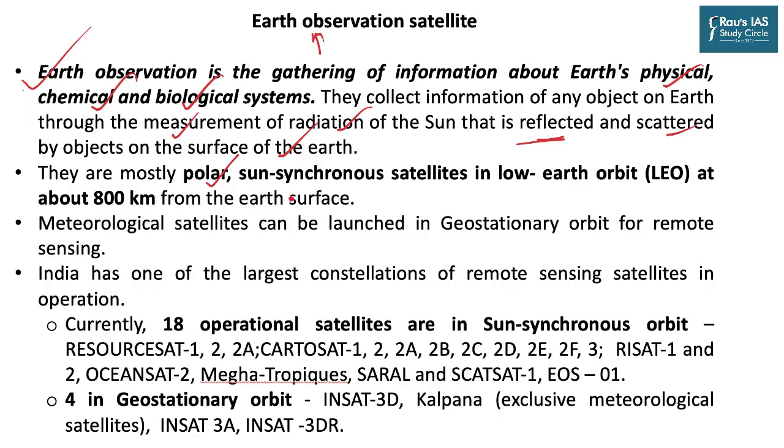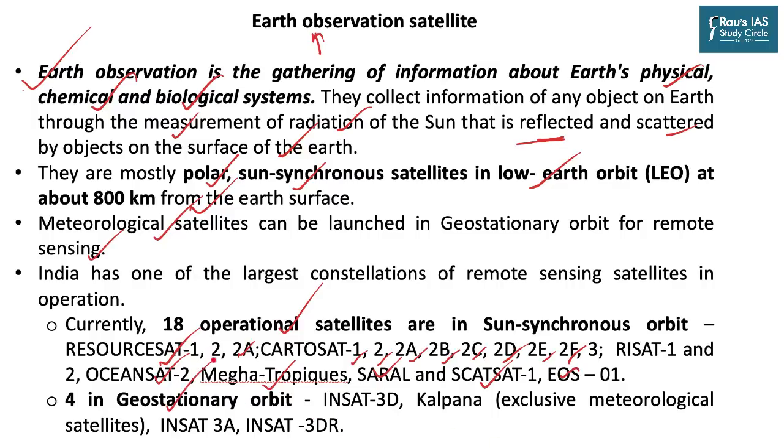They are mostly polar, sun-synchronous satellites in low Earth orbit at about 800 km from the surface of the Earth. Meteorological satellites can be launched in geostationary orbit for remote sensing. Now, India has one of the largest constellations of remote sensing satellites in operation. For example, currently 18 operational satellites are in sun-synchronous orbit, which are named ResourceSat 1, 2, 2A, Cartosat 1, 2, 2A, 2B, 2C, 2D, 2E, 2F, RISAT, OceanSat, Megha-Tropiques, SARAL, ScatSat, and EOS-01.